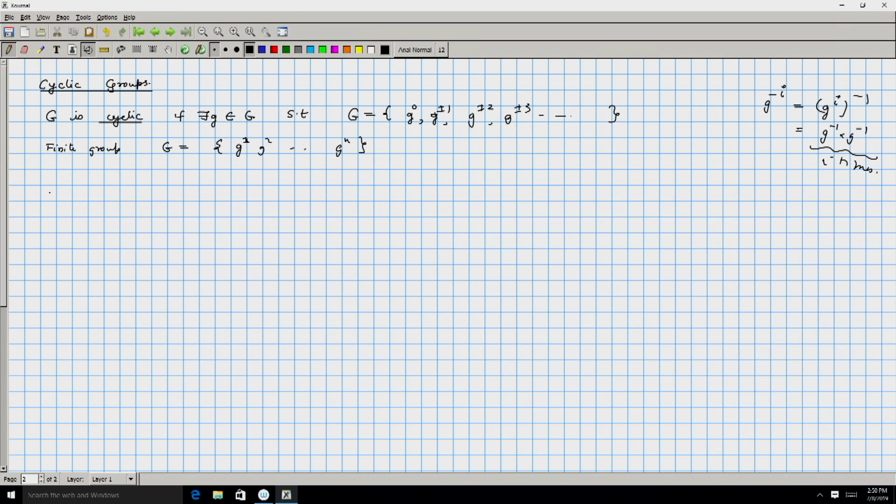You can verify that up to isomorphism, there is only one cyclic group of any order. Okay. The next concept that we will learn is that of direct product of groups.